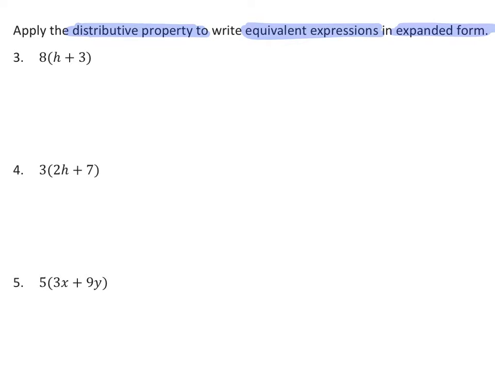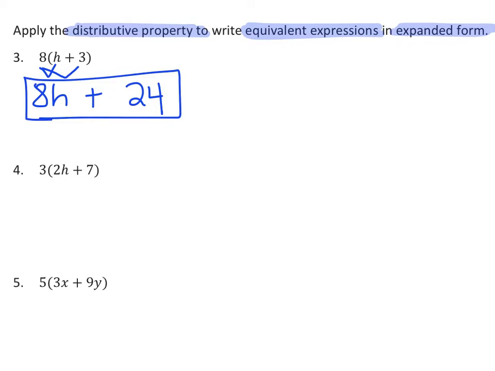So all this is asking us to do is to take this factored form, remember this is the factored form, use the distributive property, which of course means to distribute what's outside the parentheses to each item in the parentheses by multiplication. So 8 times h plus 8 times 3, and to write it in expanded form. So looking at this, we would do 8 times h, which can be written 8h, and then 8 times 3, which of course is 24. So 8h plus 24 is the expanded form.